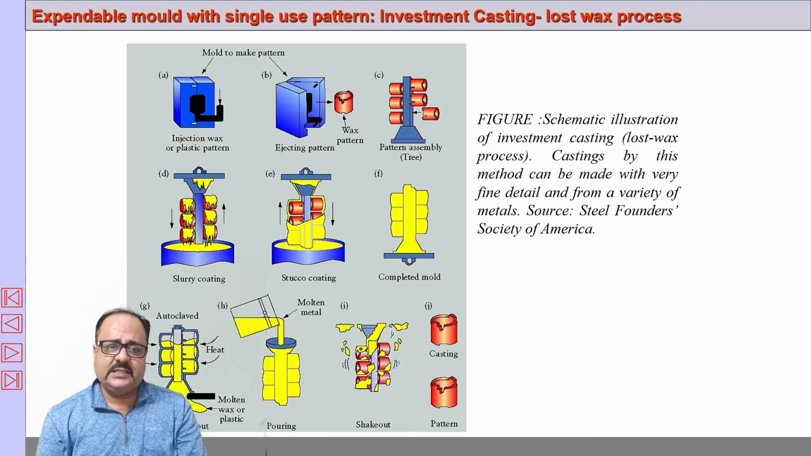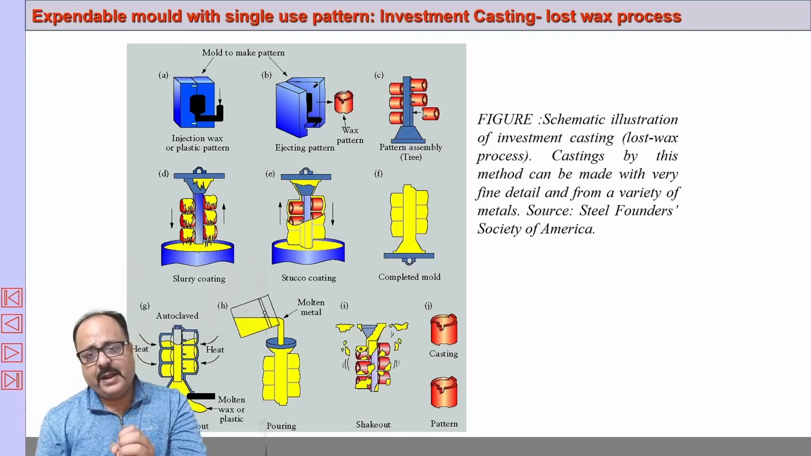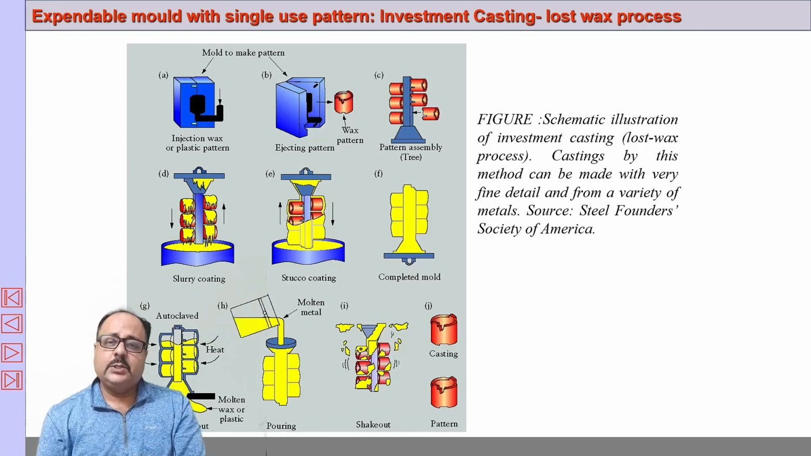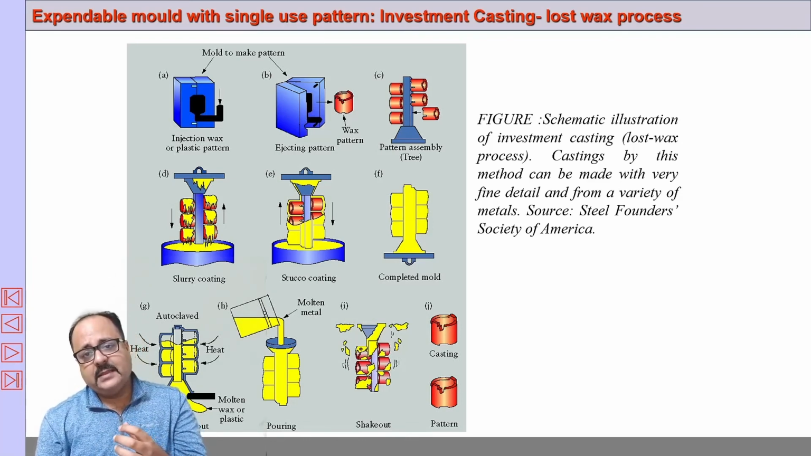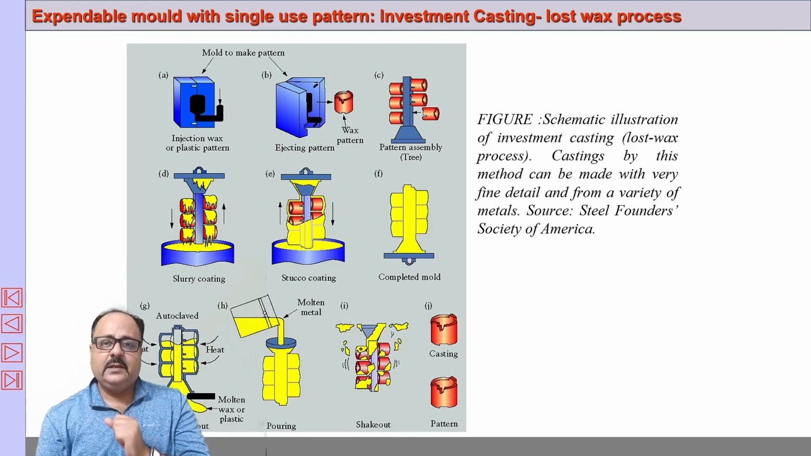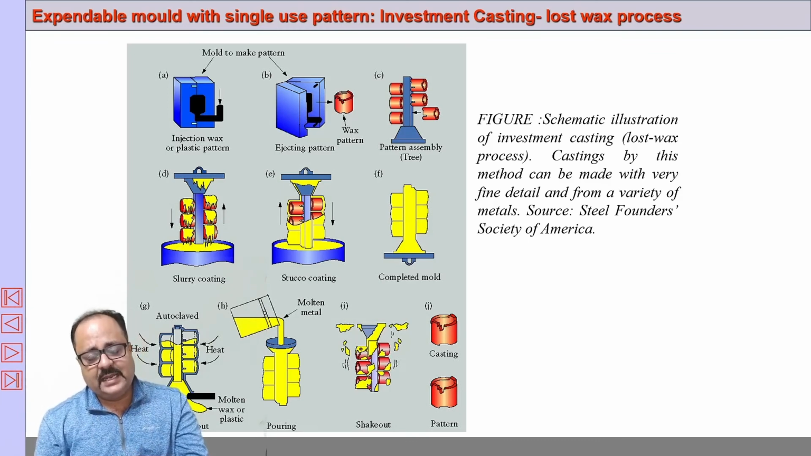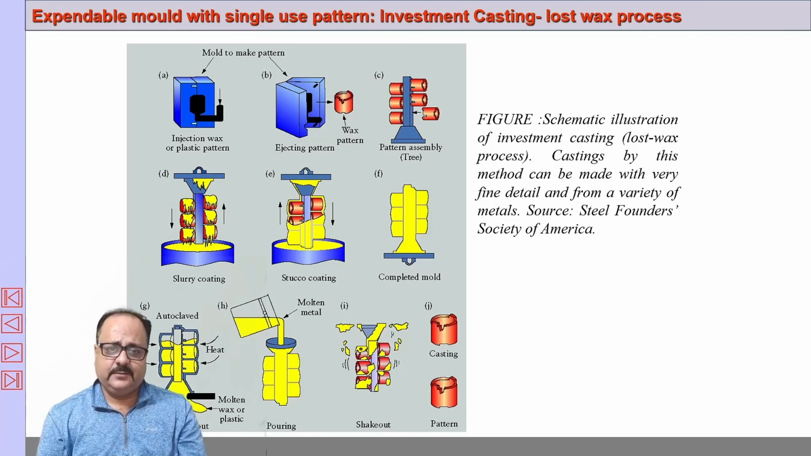Now the beauty of the process is that here we are not removing the pattern. Rather, we are melting the pattern and taking it out. This enables us to go for complex shapes of casting. We are limited in sand casting in a sense, because the pattern has to be taken out, obviously, and that limits the complexity of the casting. Here, we are not taking out the pattern, rather we are melting the pattern inside the shell and taking it out. So this enables us to go for highly complicated shapes. That is the beauty of investment casting.